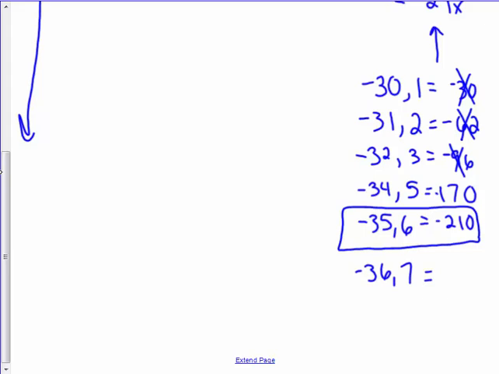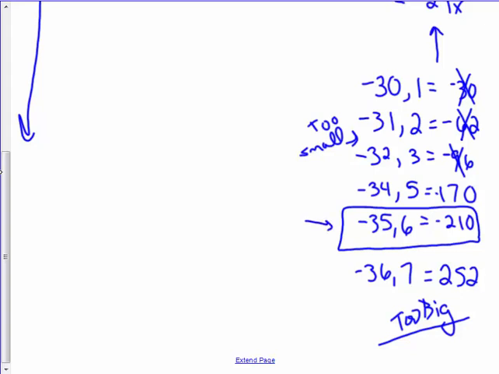Now let's say I just put in something else. Let's say I put in negative 36 and 7. When I multiply those, I get negative 252. That number is too big. So what would I have to do to adjust it? I'd have to adjust the numbers down. Notice when I multiplied them and they were too small, I had to adjust the numbers up. So it's a different way to look at it and attack the problem here.